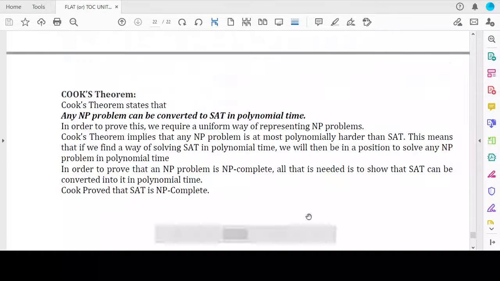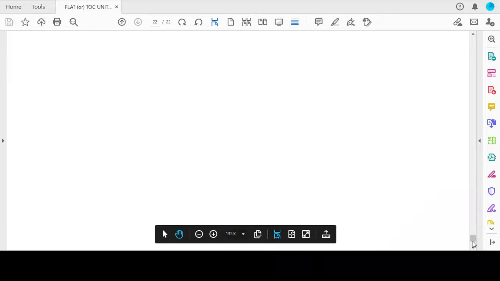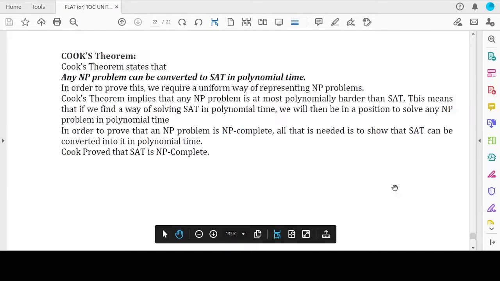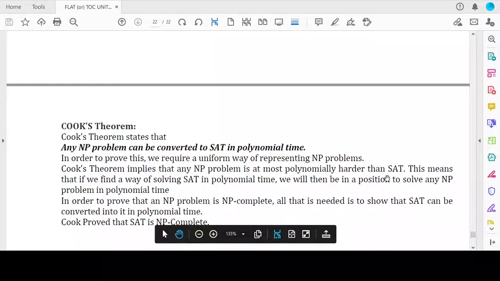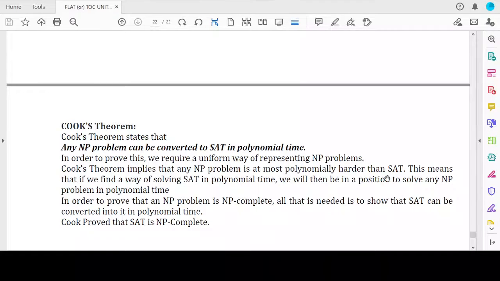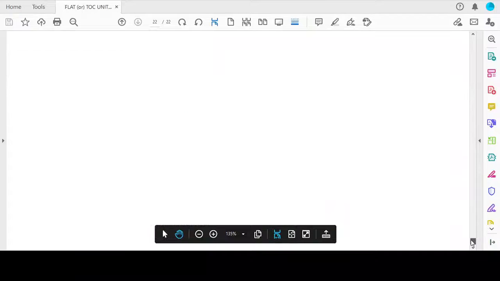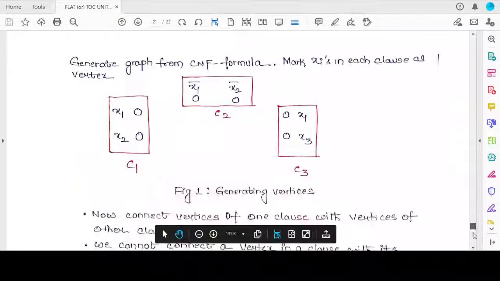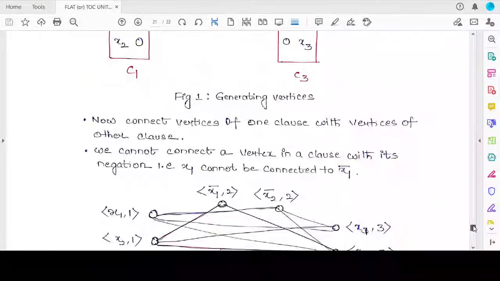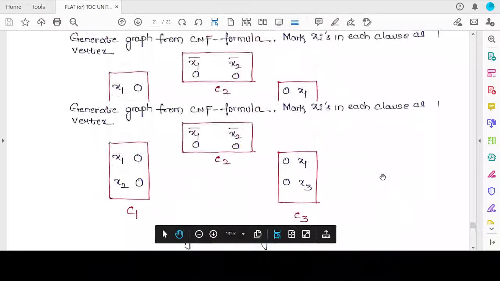Okay. So this is about computability. This is the end of unit 5 for R19 regulation, and the end of unit 6 for R16 regulation students. Okay. So this is the end of unit 5.